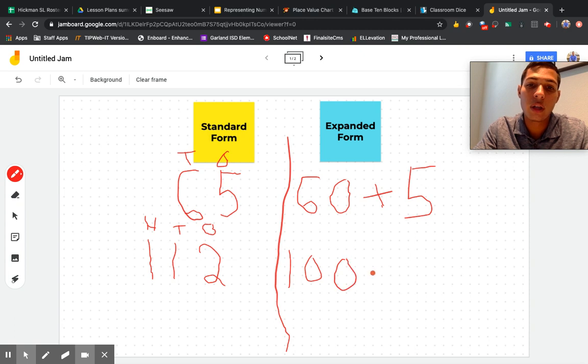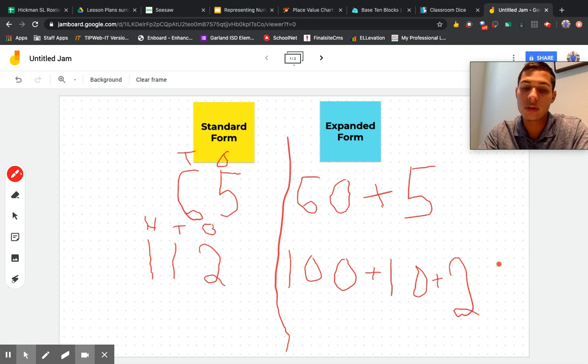And then we have to add. Let's go on to next. What's in our tens place? 1. So we add 10 here, right? Perfect. What's in our ones place? A 2. So we just wrote our expanded form of 112.